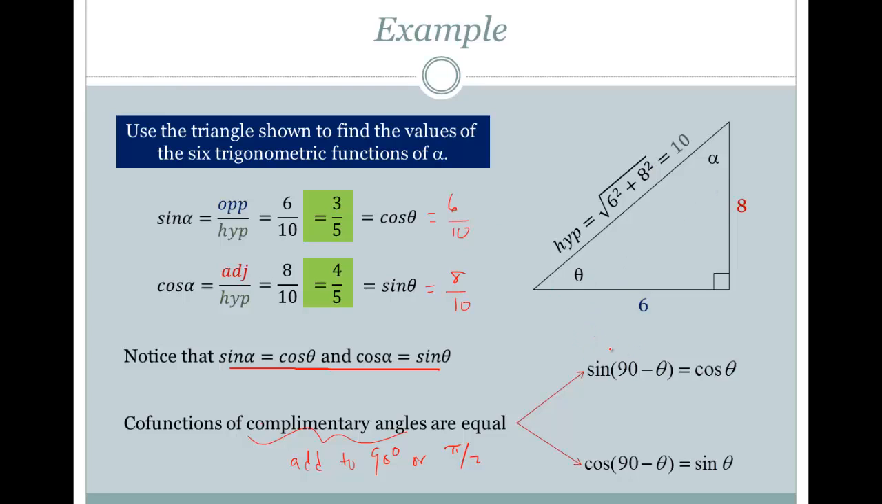Make sure you understand this. I can say that the sine of 40 is equal to the cosine of 50, or the cosine of 30 equals the sine of 60. You should already know that because this is root 3 over 2 for both sides. This is an important concept, so make sure you understand it.